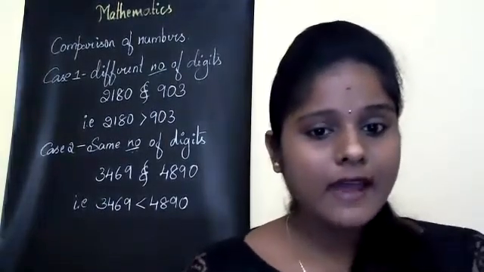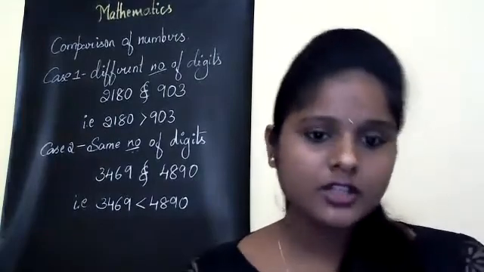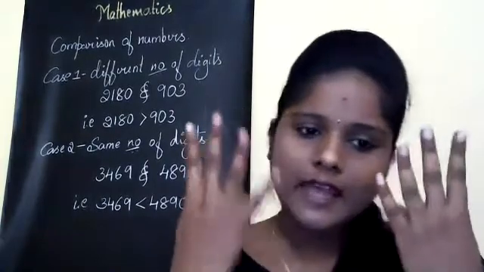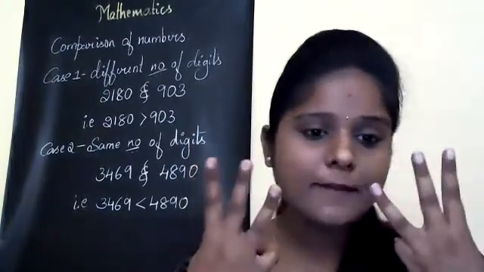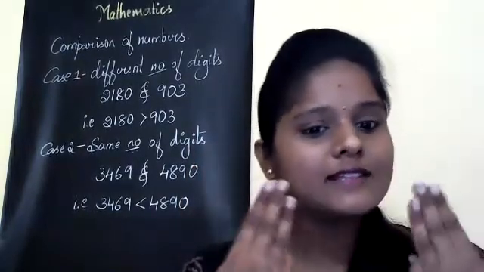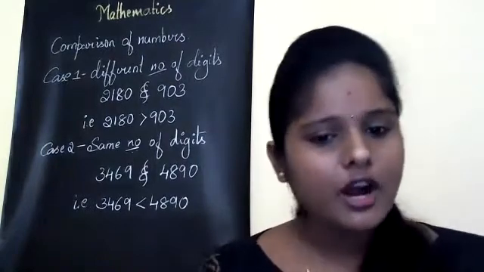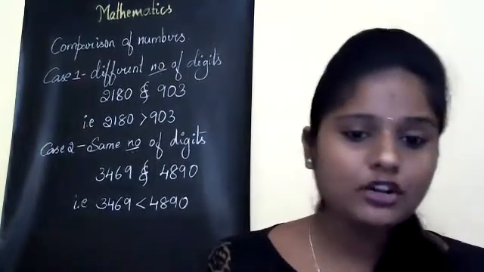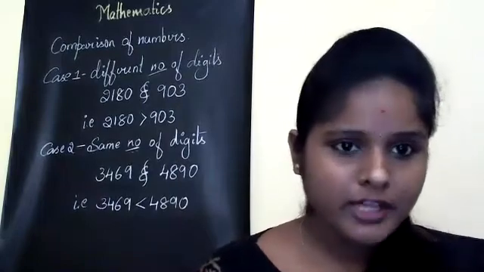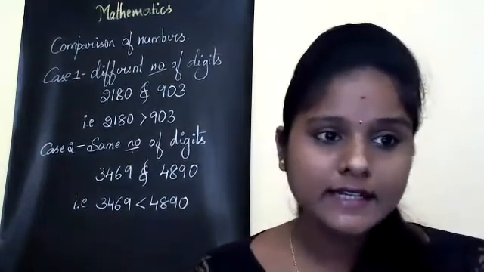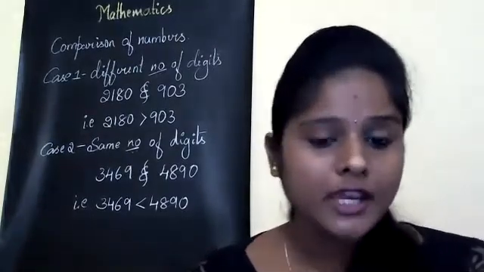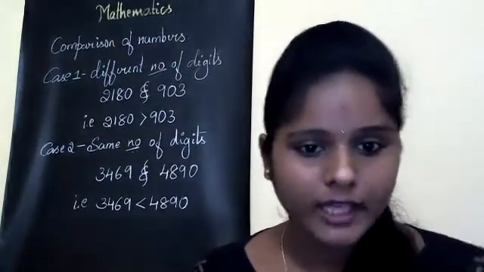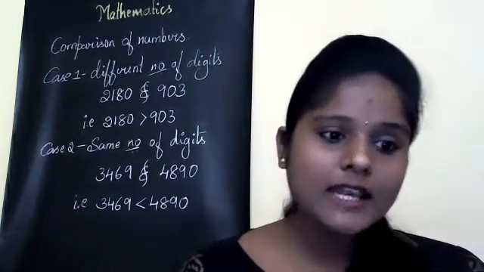And the second case is if the numbers have the same number of digits. Here 4 digits, and in the other example also 4 digits, or here 3 digits, and in the next number also 3 digits. If it is the same number of digits, how do we find out which is greater or smaller? Does anyone know? First we have to check with the places, starting from the left side.